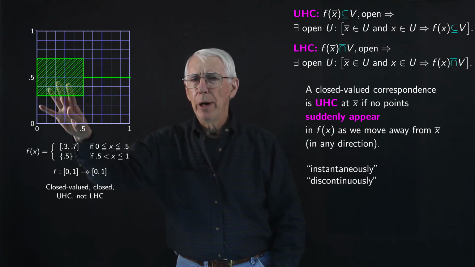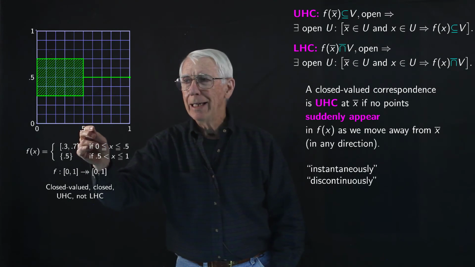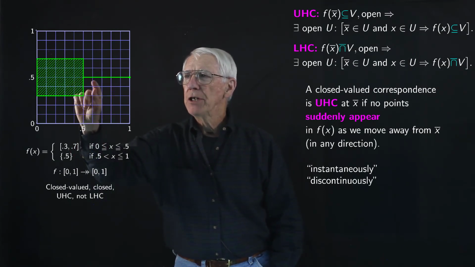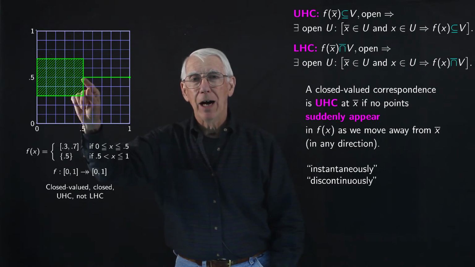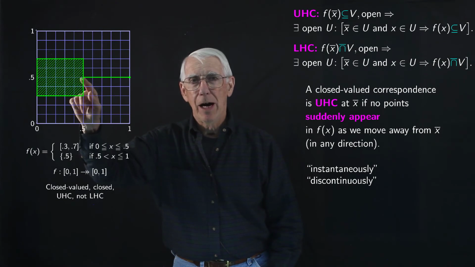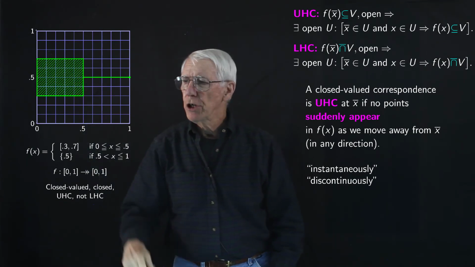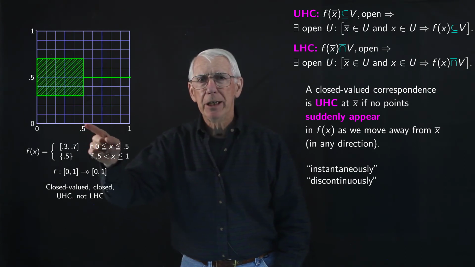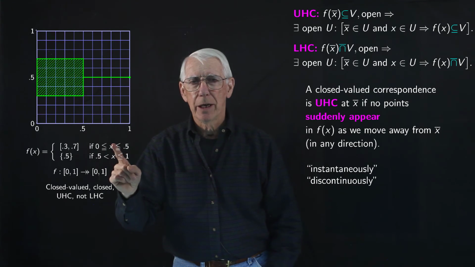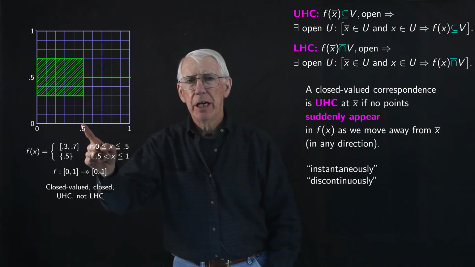So no new points are appearing. As we move away from x bar to the right, the image has immediately collapsed down to the singleton set consisting of just 0.5, but no new points appeared because 0.5 was already in the image here when we had the entire closed interval. So no new points suddenly appear in moving away from x bar in either direction. So this correspondence, again, as we already saw, is indeed upper hemicontinuous here.